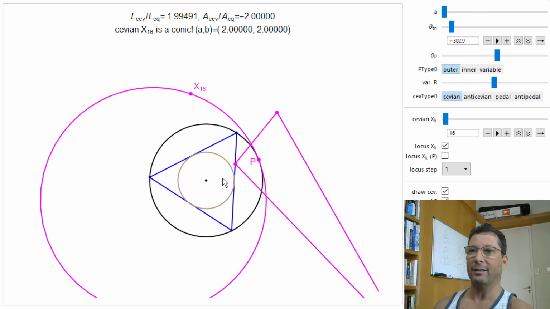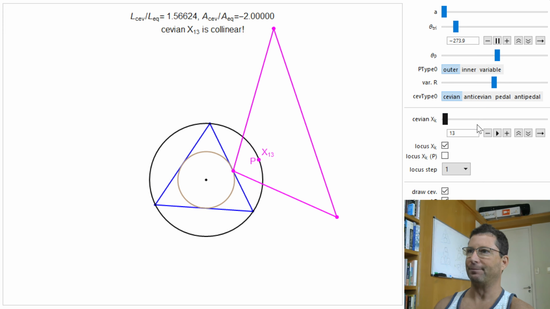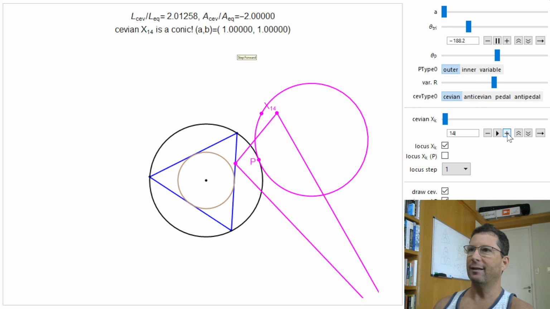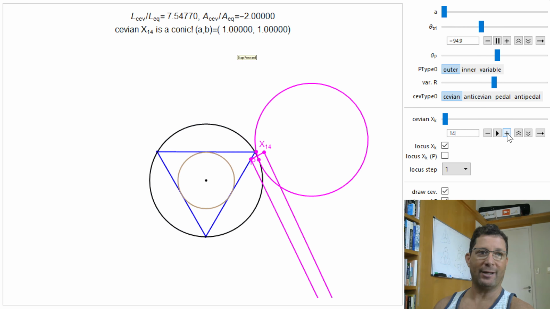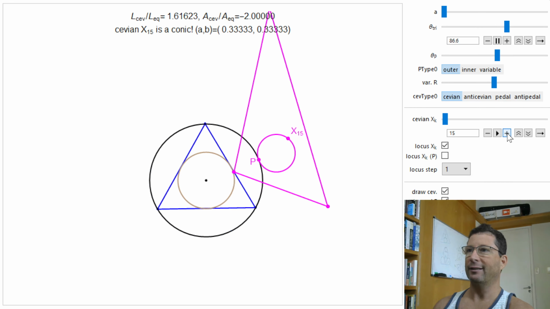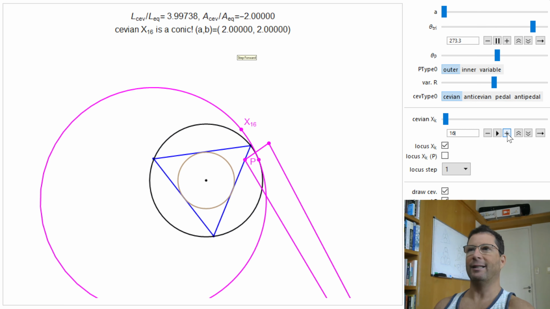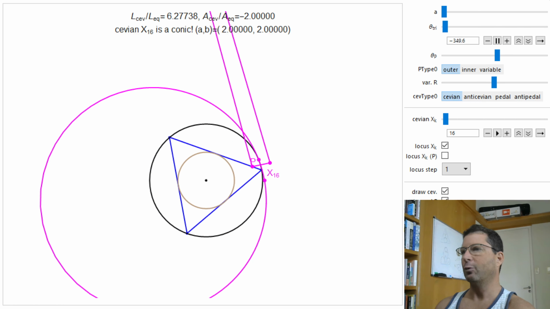So its center is going to be the antipode of P on the circumcircle. So it's going to be right about here. I'm not drawing the center, I should, but I'm not. So let's just recap. If you go to X13, it's a stationary point on P. X14 is a circle tangent to the circumcircle of the equilaterals at P of the same radius. X15 is a circle tangent at P at 1/3 of the radius, and X16 is a circle tangent at P at twice the radius.